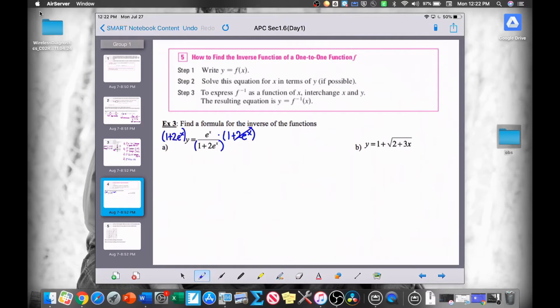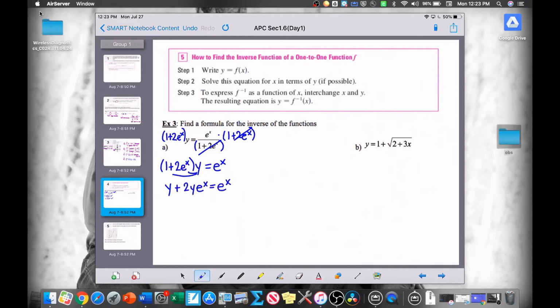On the right side, those are going to cancel. So now on the left side, I have 1 plus 2e to the x times y equals e to the x. Remember, I'm trying to get x alone. So I'm going to distribute that y so that I can separate the terms that have x in them. So when I distribute this y, I get y plus 2y e to the x equals e to the x.